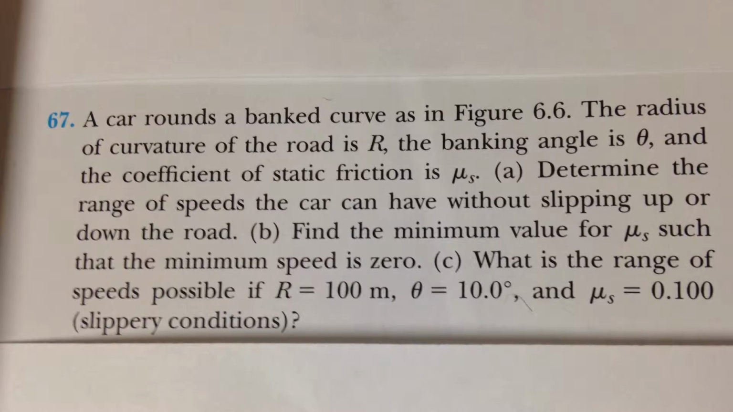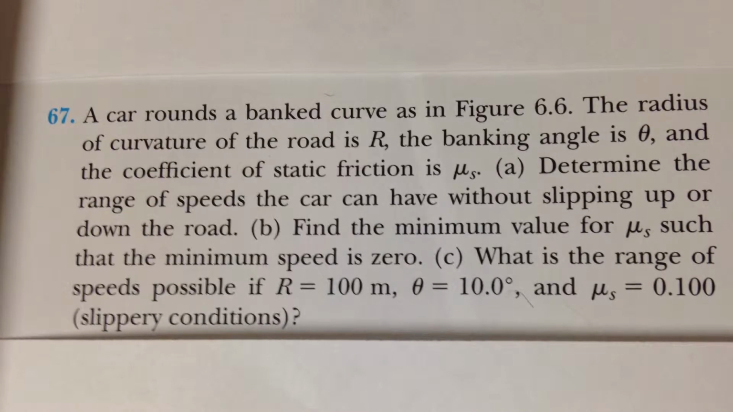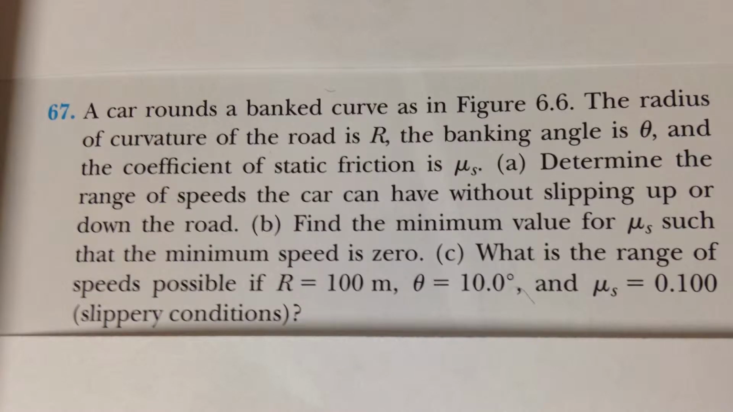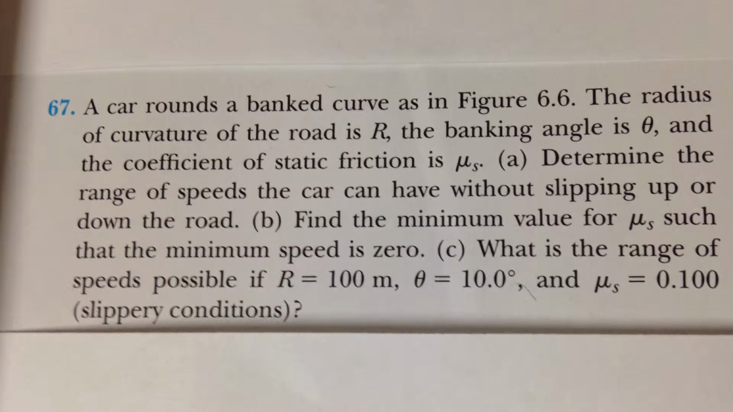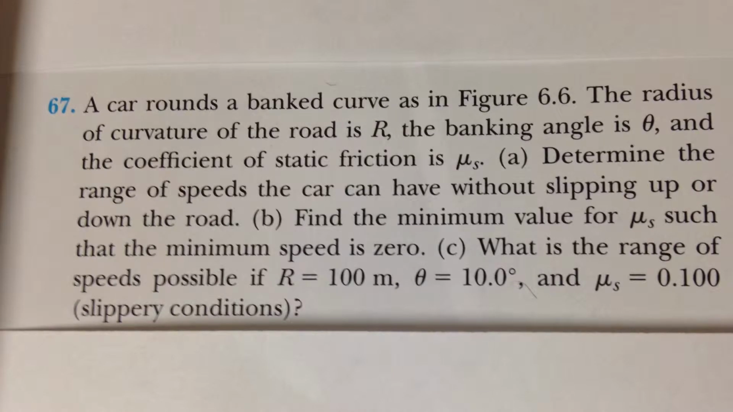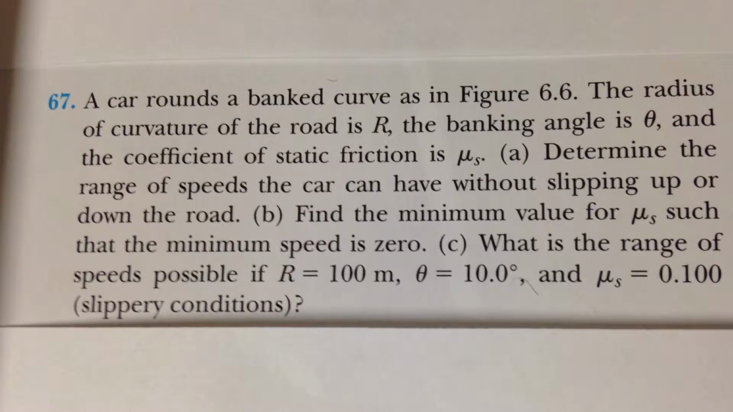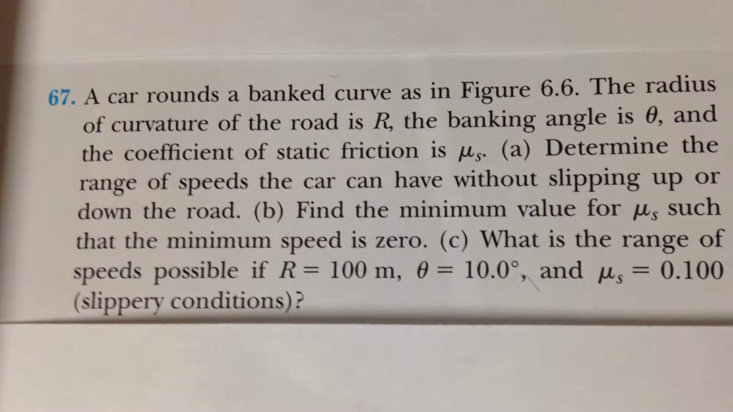A. Determine the range of speeds the car can have without slipping up or down the road. B. Find the minimum value of mu s such that the minimum speed is 0. C. What is the range of speeds possible if r equals 100 meters, theta equals 10 degrees, and mu s equals 0.100?